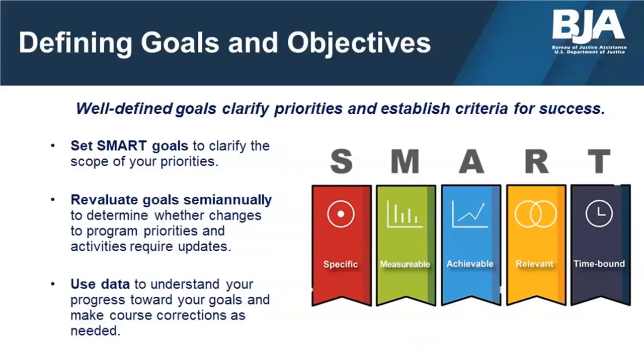For grantees, well-defined goals clarify priorities and establish criteria for success. For your program, you may want to consider setting SMART goals in order to clarify your priorities, reevaluate goals semi-annually to determine if changes to program priorities need to be updated, and to use the data in order to track your progress towards your goals.